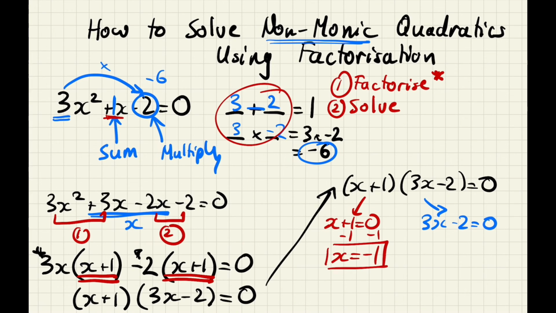Looking at the blue one, this is a two-step equation. Start by moving the 2 across. Then we'll have 3x is equal to 2. Then finish up by dividing 3 on both sides, so x is equal to 2/3. So there we have it. Our answers are x is equal to minus 1 and x is equal to 2/3. And that concludes our short video on using factorization to solve non-monic quadratics.